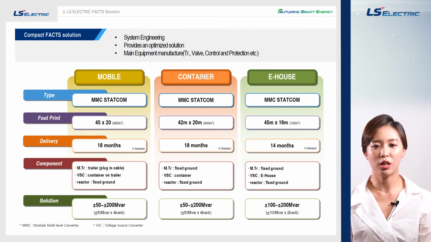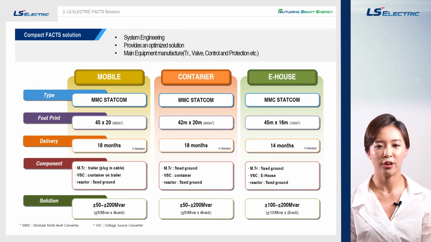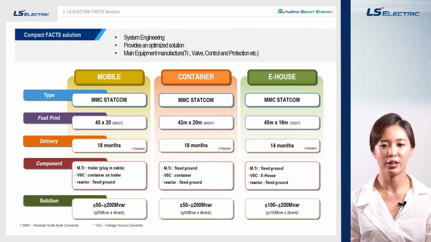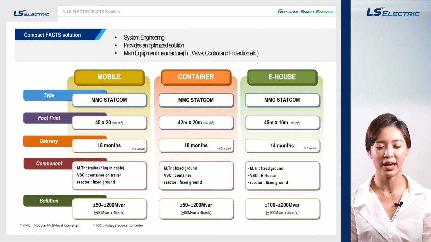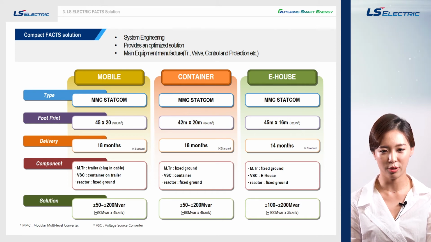In addition, we also have compact FACTS solutions. These compact FACTS solutions are designed for places where a movable type is required, or an installation site with limited space and time. As you can see on this page, we have mobile type, container type, and e-house type for providing an optimized solution by customer.